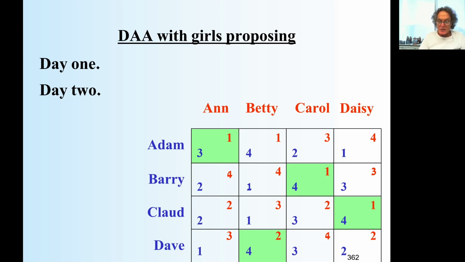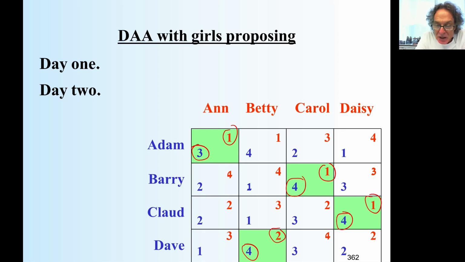But look what happens here. Look what the boys got. Adam got number 3, Dave got number 4, Barry got number 4, Daisy got number 4. Very bad for the boys. What about the girls? Anne got number 1, Carol got number 1, Daisy got number 1, and Betty number 2. Almost perfect for the girls. Very bad for the boys.